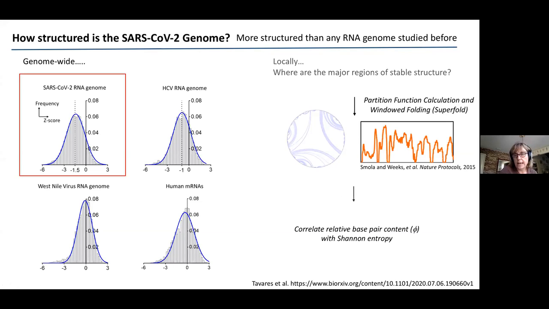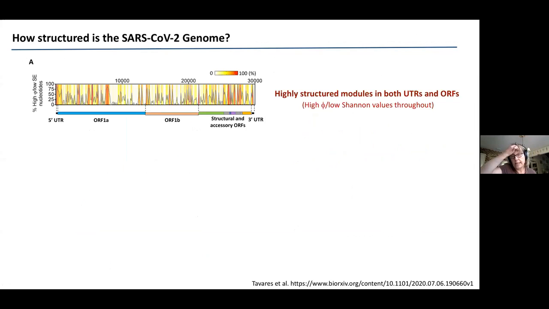And we correlated that with a calculation you can run called the Shannon entropy term. And that is the propensity for a region of RNA to form a single discrete structure or many discrete structures. And if you have low Shannon entropy, it's likely that you are making just one type of structure. Now, what we did is we plotted this high phi or high base pair content scores versus low Shannon entropy.